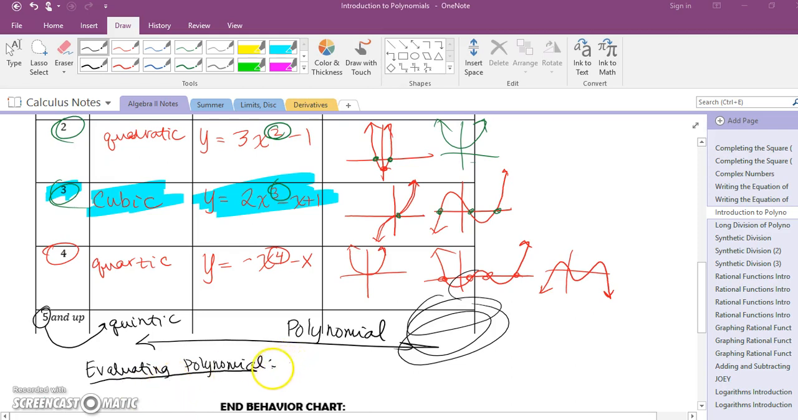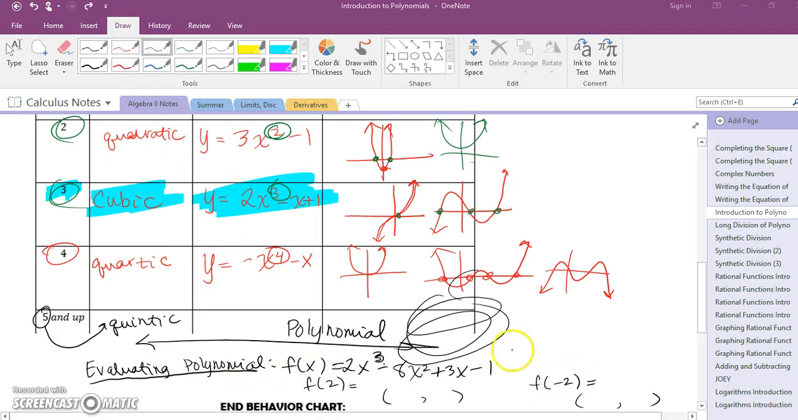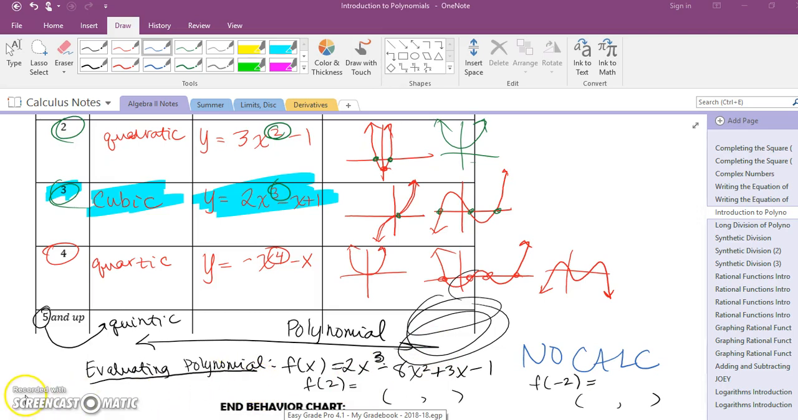Let's say I have the polynomial, I'm just going to make something up here, 2x cubed minus 8x squared plus 3x minus 1. If I said, hey, why don't you find f of 2 and f of negative 2? I want you to pause the video and do it without a calculator because you guys are more than capable of doing it without a calculator. So pause now and then we'll check in and see how you did.